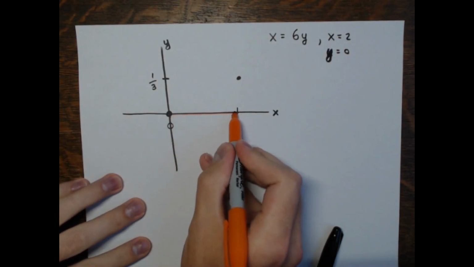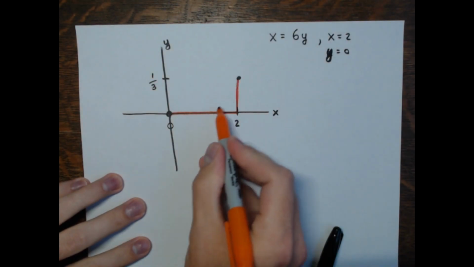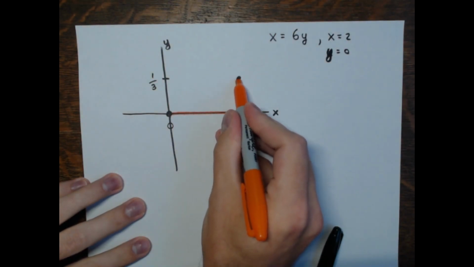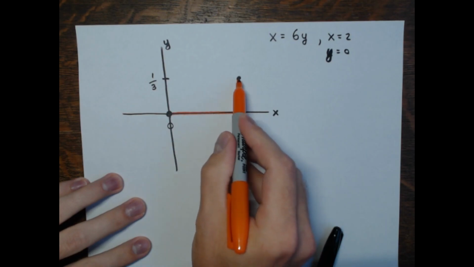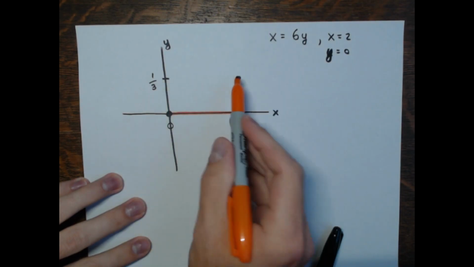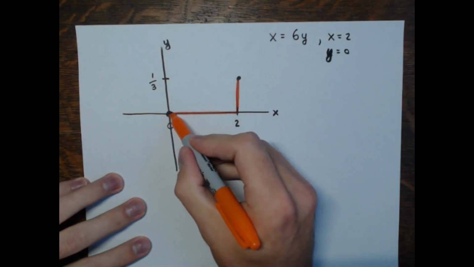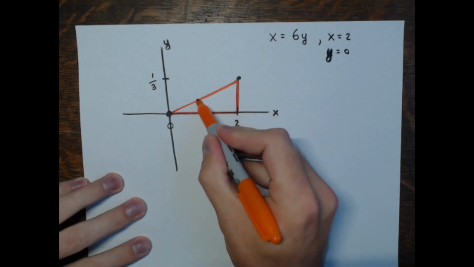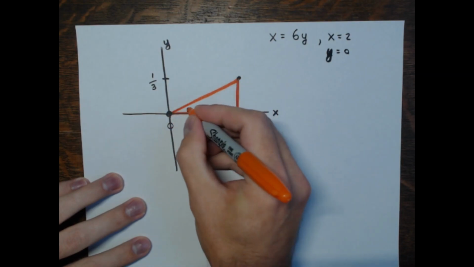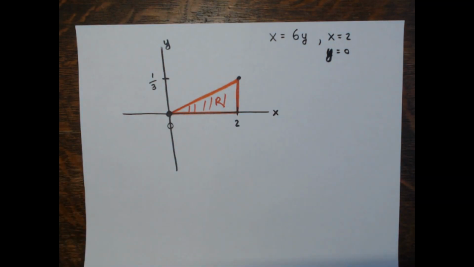X equals 2 is this vertical line. So there's y equals 0, and here's x equals 2, and we still have the point 2 for x, 1/3 for y. It's still the correct point. And this line is just connecting these two points. So we're looking at this triangle shape. Here's region R, that triangle shape.